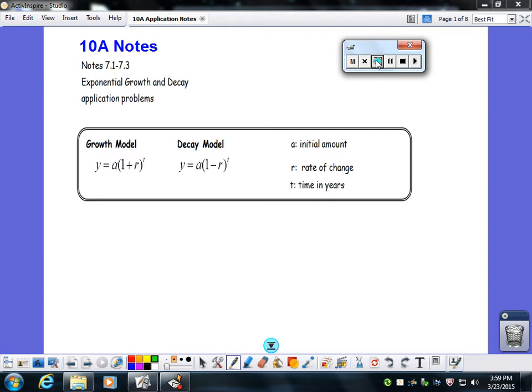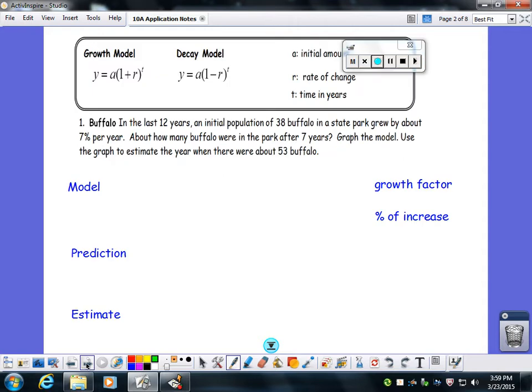All right, now A stands for the initial amount, R is your rate of change, and T is time in years. So be careful about this. It must be in years. So if the problem gives it to you in months, you must convert it to years. All right, let's look at our first example.